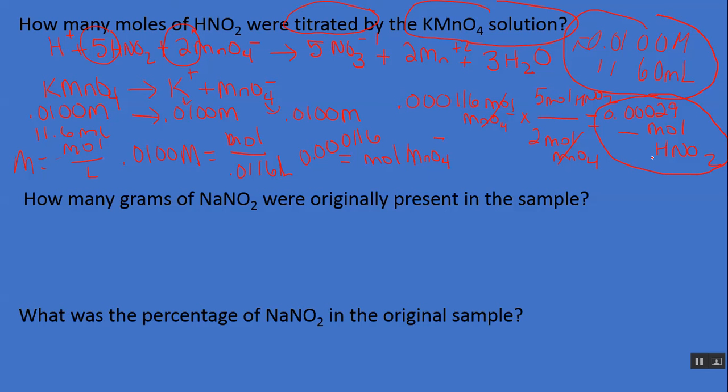Okay, so that answers that question. Now the next question says, how many grams of sodium nitrite were originally present in the sample? So let's think about what we're being told. We know that there's 0.0029 moles of HNO2 being produced.